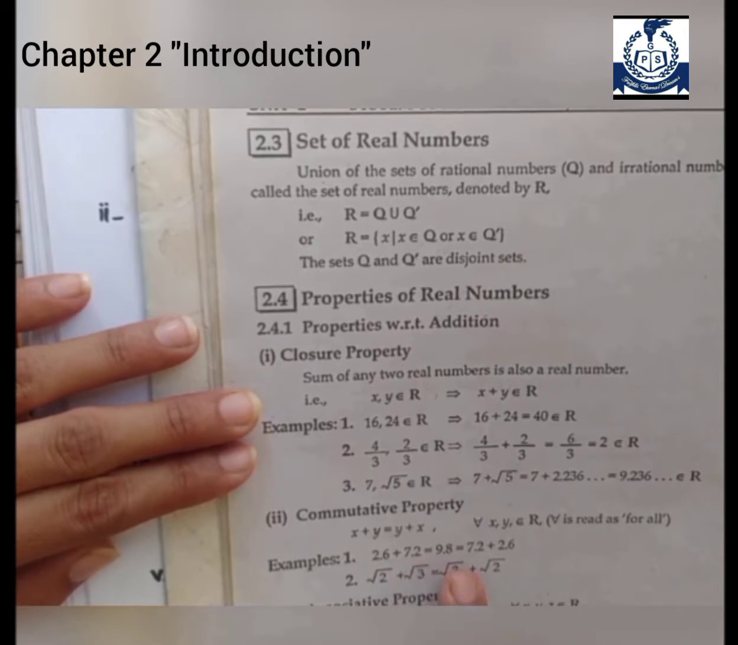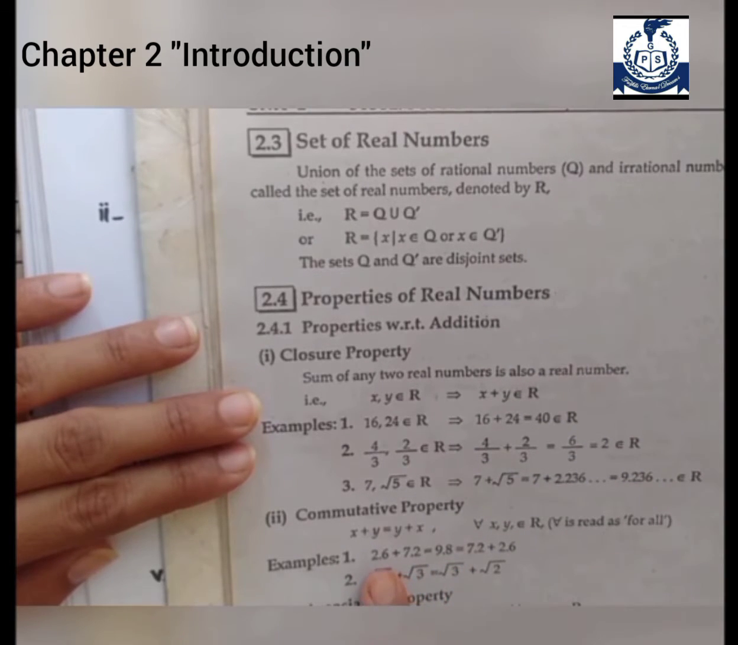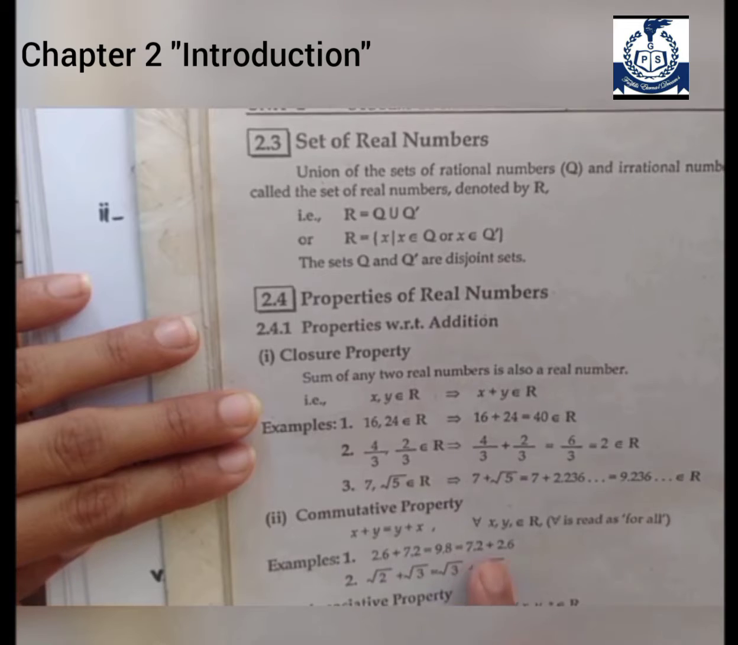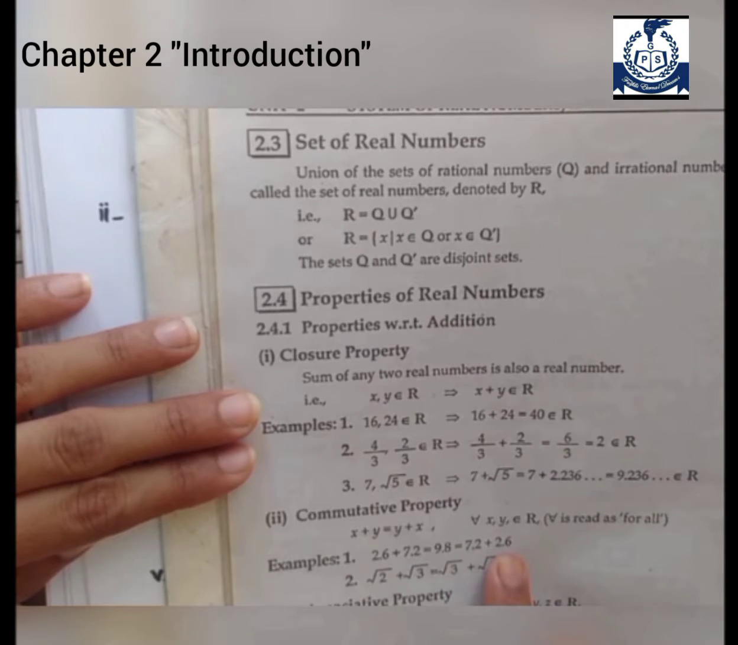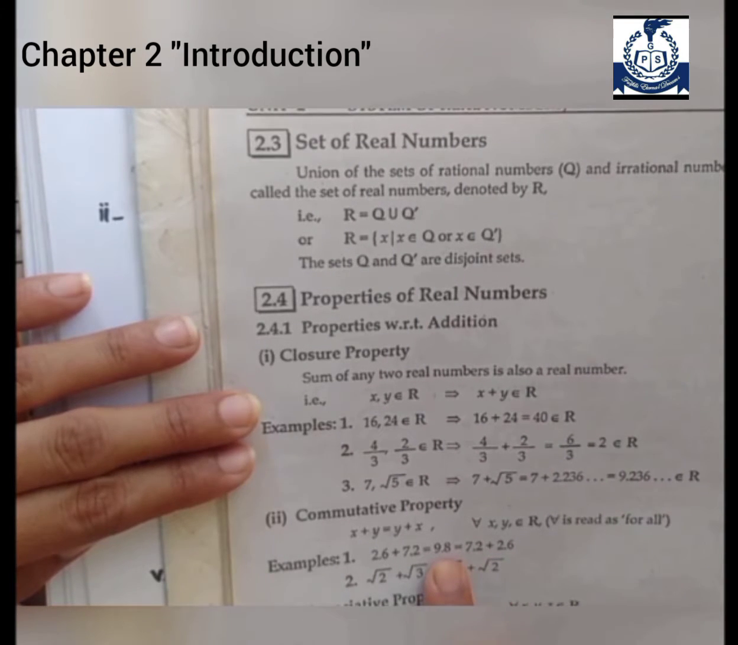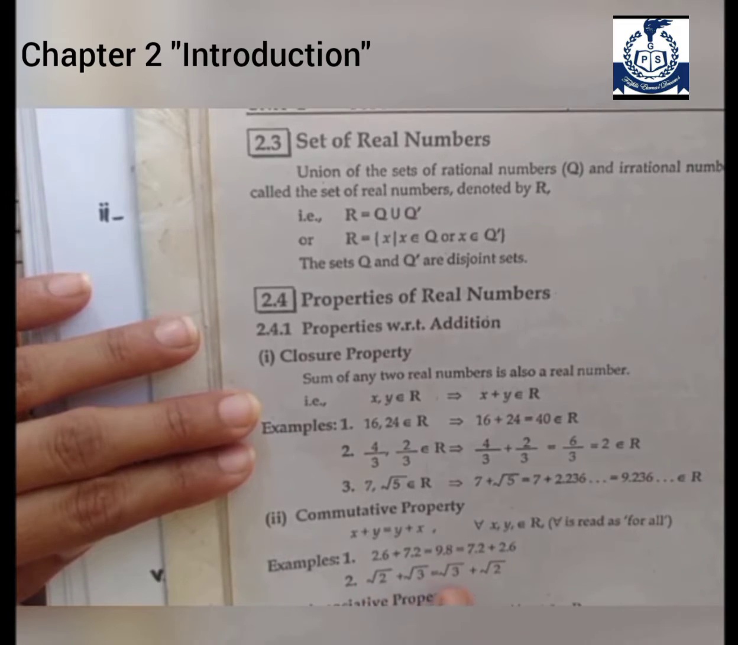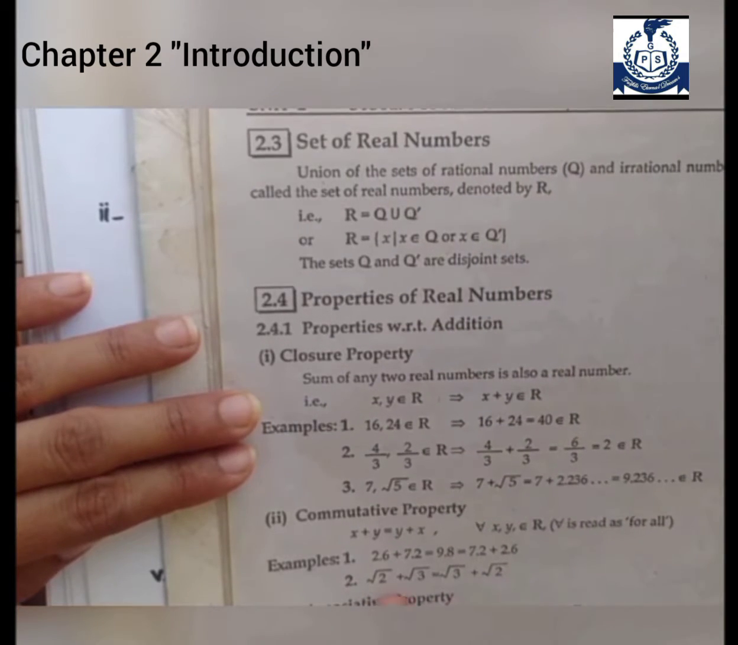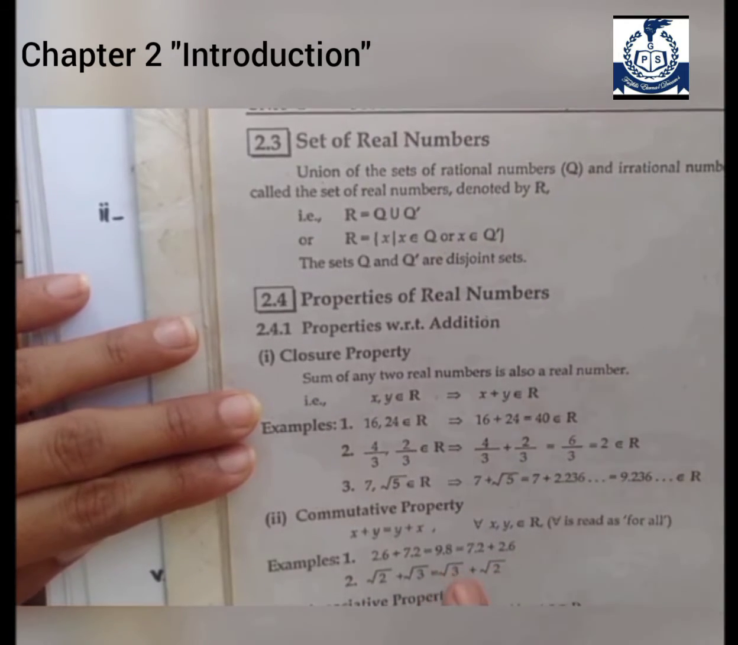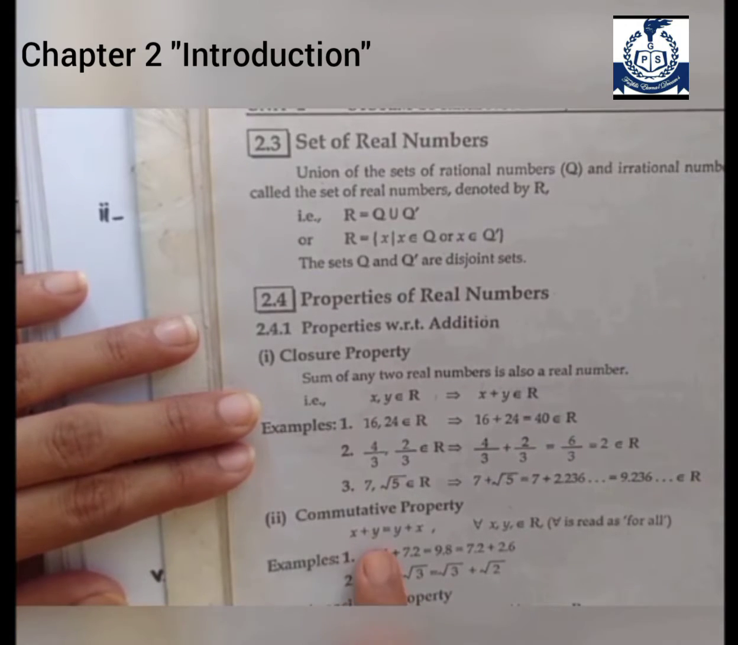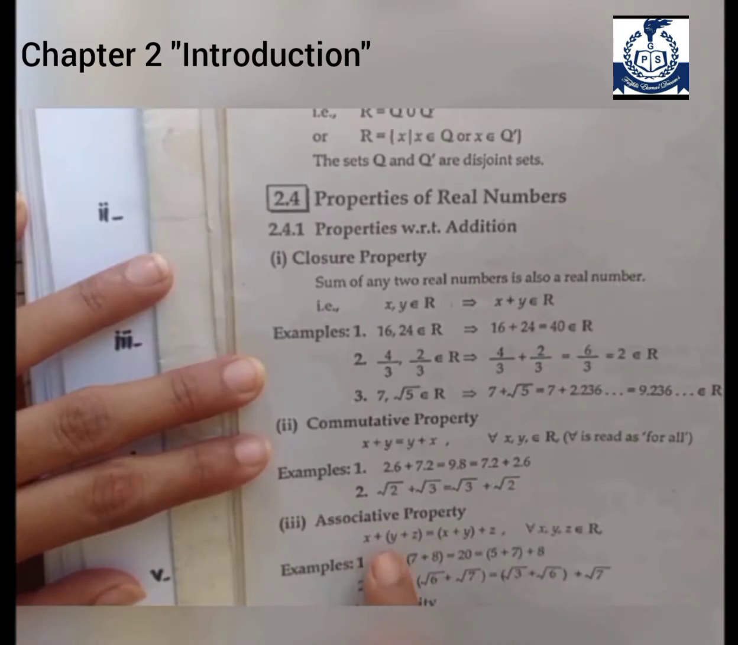Example is 2.6 plus 7.2. We add x plus y or we add y plus x. In both conditions we get the same answer. Means root 2 plus root 3 or we add root 3 plus root 2. In both conditions we get the same answer.